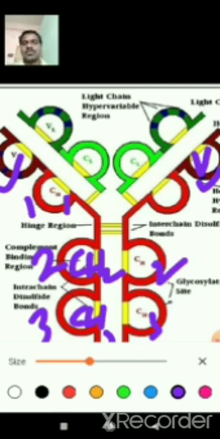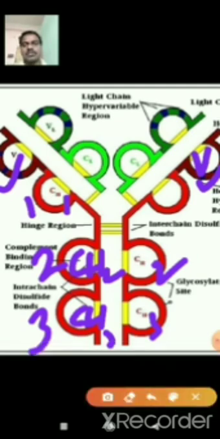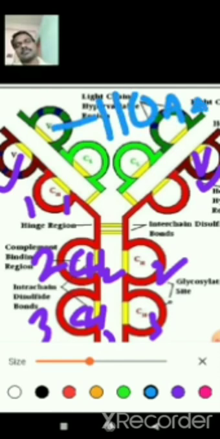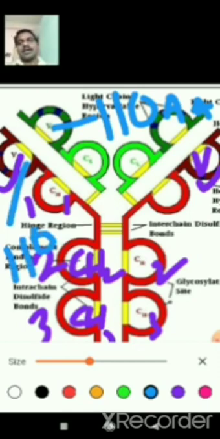So the variable region is only one domain on either side, but the constant regions are 1, 2 and 3 depending on the antibody types. In the variable regions, in the heavy chain and in the light chain, you observe that the variable region has 110 amino acids. The constant region also contains 110 amino acids.